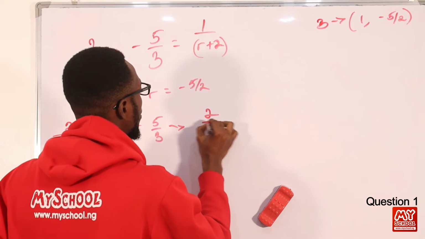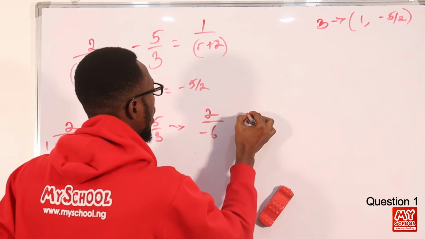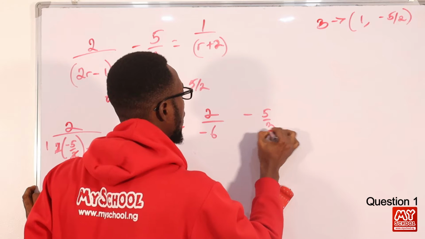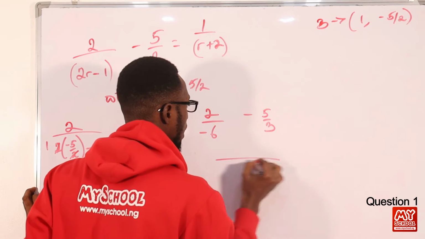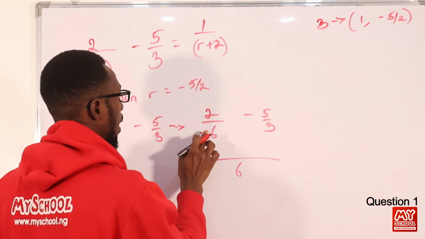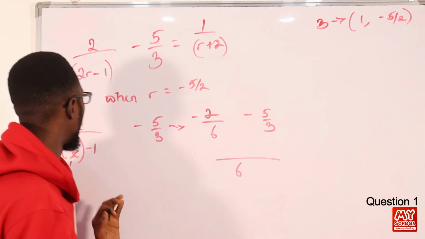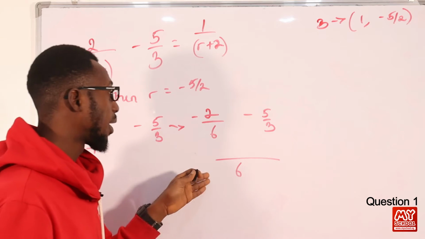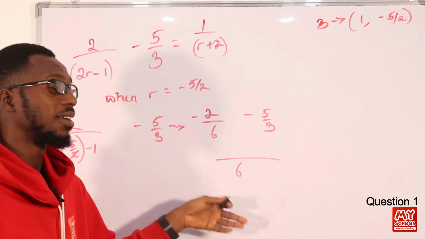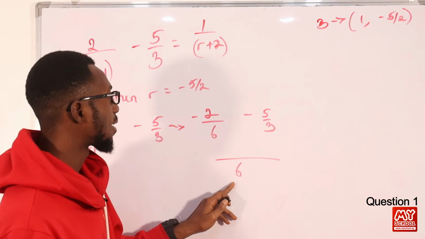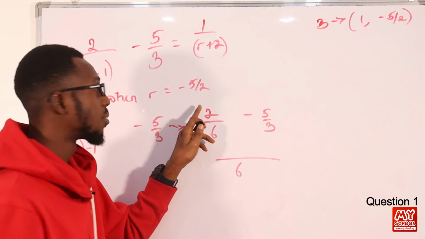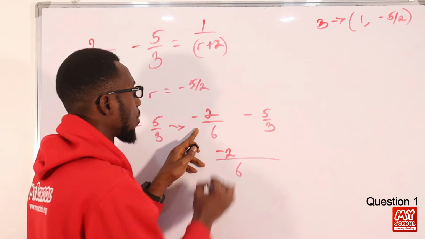So I have 2 over minus 6, minus 5 over 3. The LCM right here is actually 6. I can bring the minus up, or I can just bring it down to 2 minus 1 over 3, but let me just work with this. So 6 and 6, that is 1. 1 times 2, that is minus 2. We can see the minus sign there.